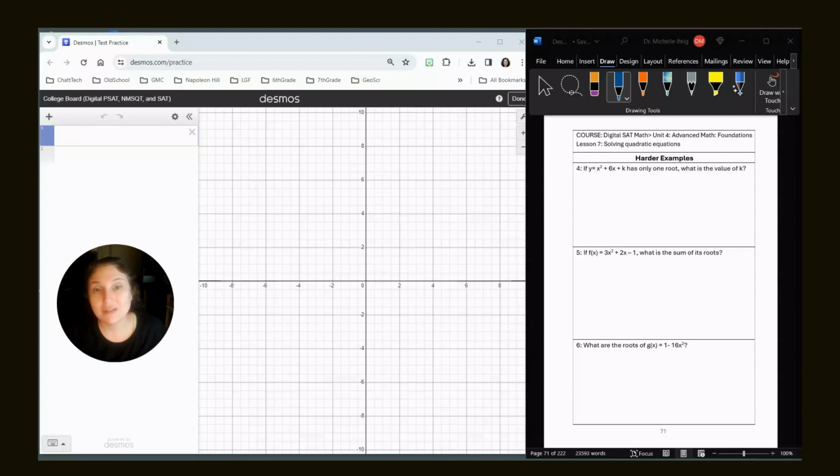Make sure you have paper and pencil to follow along, and you must open up the Desmos calculator in the description and choose the College Board assessment.